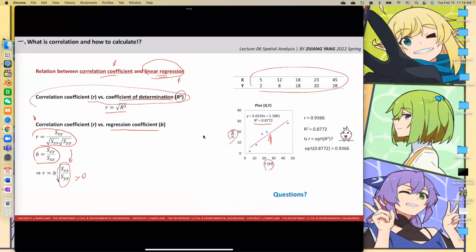Nope. Oh, another thing I want to mention is that for linear regression, X and Y are not interchangeable. If we change X and Y, then we will have a different linear regression equation. But for the correlation coefficients, X and Y are equal, or symmetric. If we change X and Y, the results will not change.